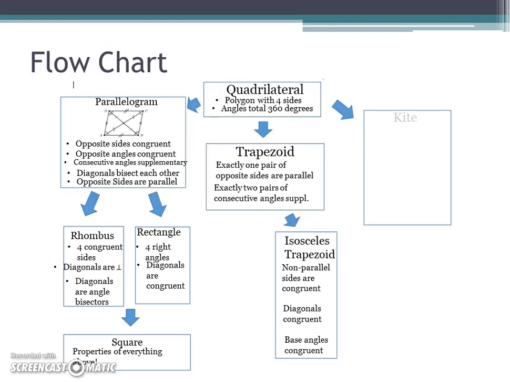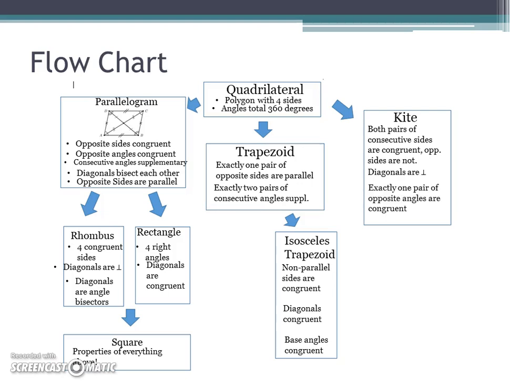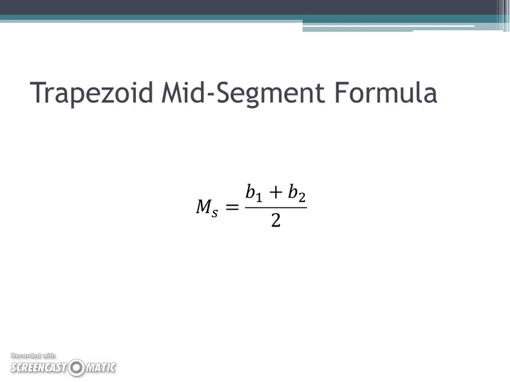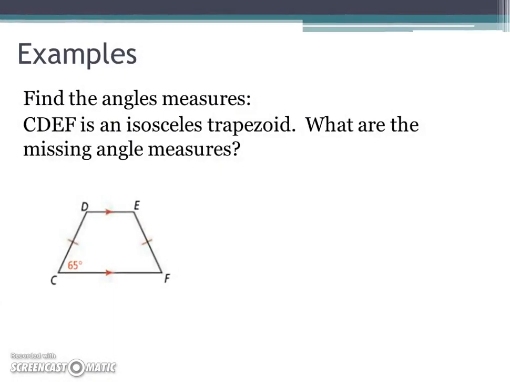So we're going to add that here to our last box, kite. Both pairs of consecutive sides are congruent, opposite sides are not. Diagonals are perpendicular, and exactly one pair of opposite angles are congruent. The trapezoid midsegment formula, like we said earlier, is B1 plus B2 over 2. We're going to see some examples of these.